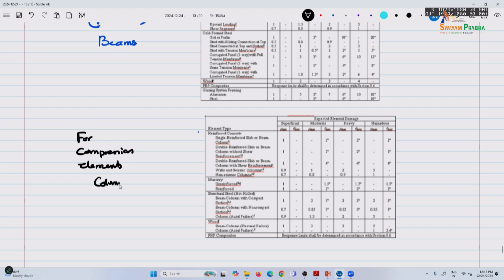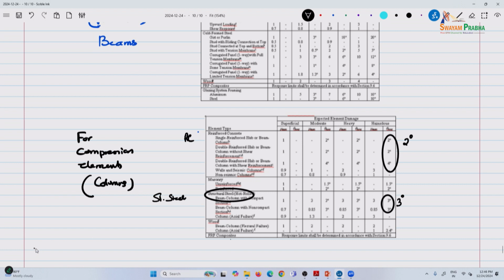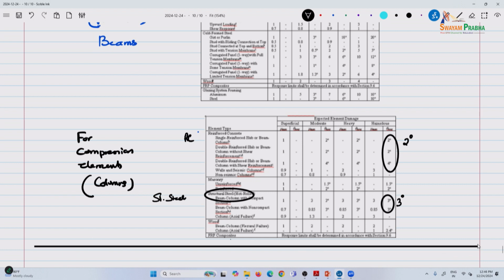In columns you see the same thing. RC is only 2 degrees, and again here you're looking for theta max except superficial, and you have FRP also, some composites. Structural steel, hot rolled structural steel, is a little bit higher at 3 degrees. So, I think we'll stop with this.